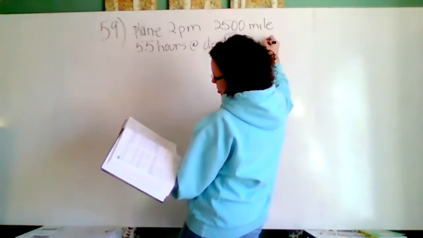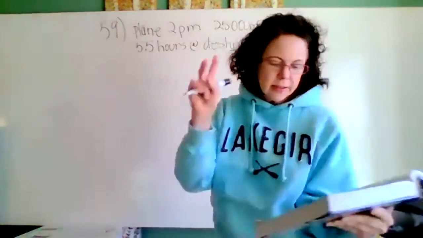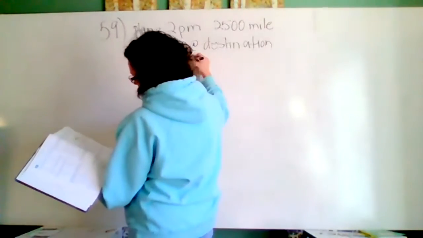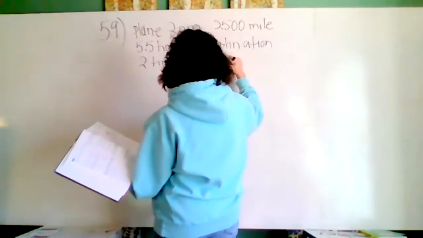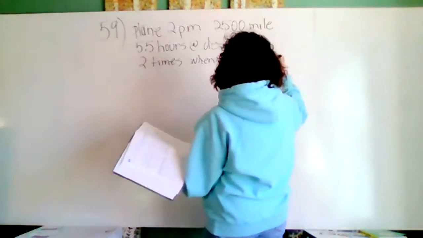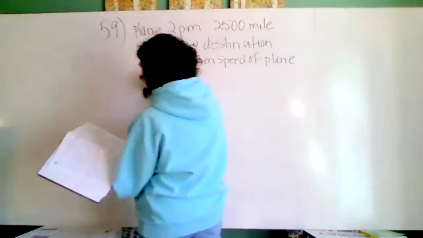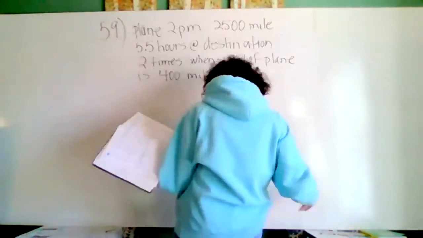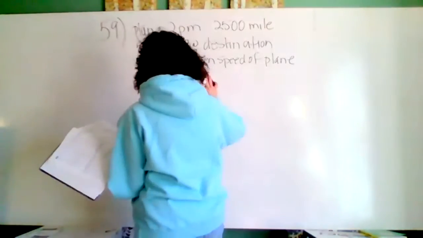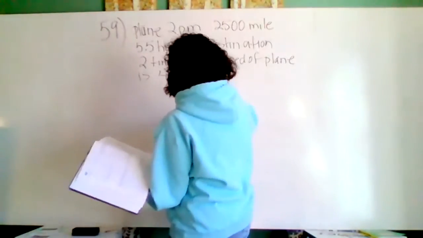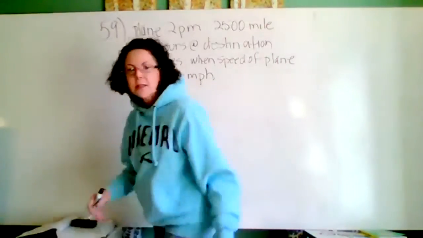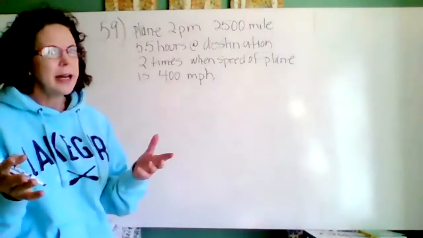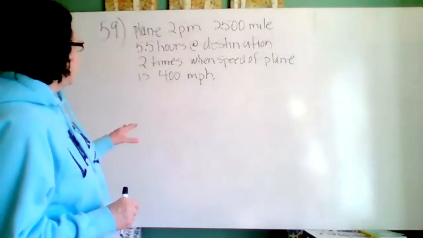It's at its destination. Explain why there are at least two times when the speed of the plane is 400 miles per hour. So I'm just going to do MPH here. This sounds a little different to us because of the wording, but also because it says two times and we're used to finding one time where that happens. So here's what's happening.